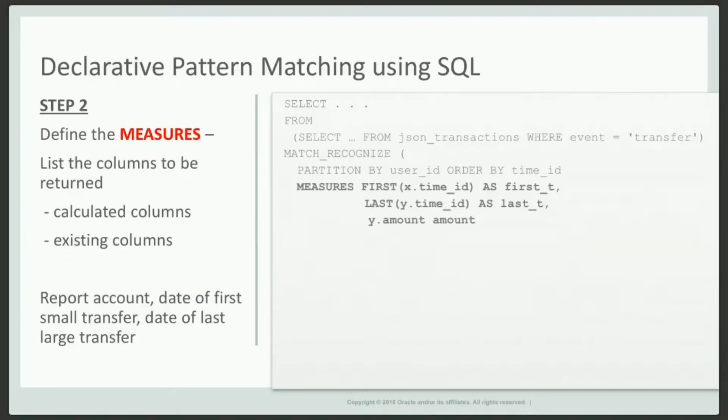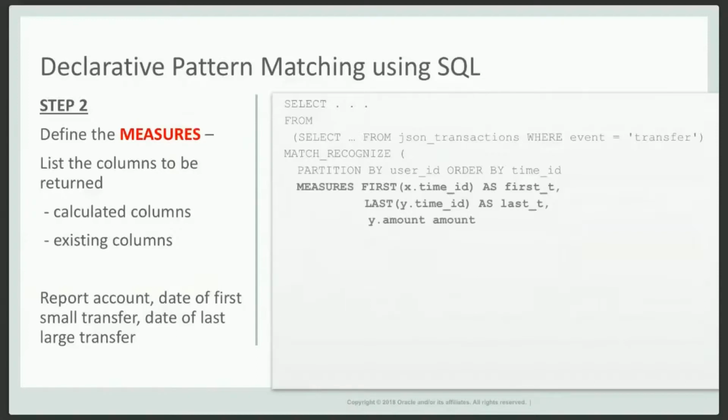Step two, we need to work out, okay, what is it that we are going to pull out from this? And what I need to know is, what are the elements of the first transfer? What are the elements of the last transfer? The first transfer is my small one. The last element is my large transfer, and I'm looking for the time components of that. Which days did those occur on, and the amount of the last transfer.